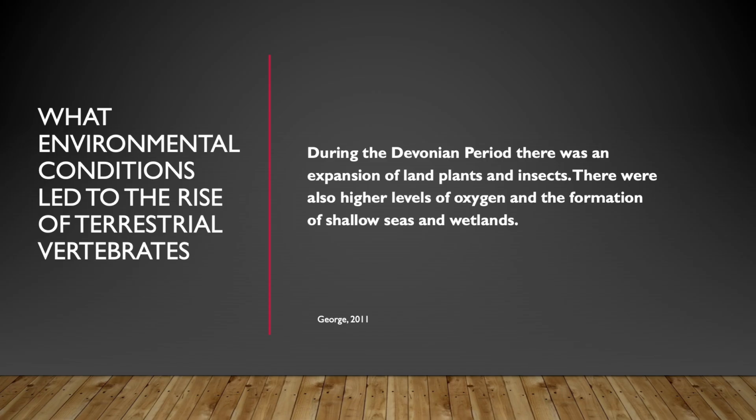This was also a time of more shallow seas and wetlands. Animals could move from one shallow wetland to another in search of food. With the ability to move their limbs on land and the abundance of food, animals were able to make the transition to becoming fully terrestrial. Citation George 2011.